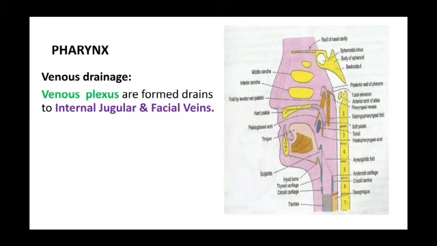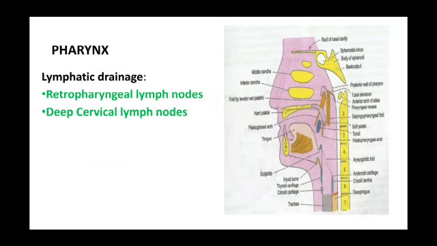So venous drainage is mainly into the internal jugular and facial veins. Coming to the lymphatic drainage, it drains either into the retropharyngeal lymph nodes or deep cervical lymph nodes.